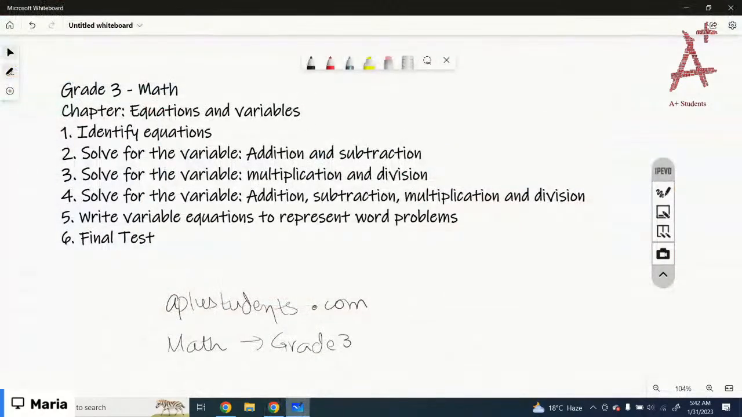So you can complete the tests by yourself later today. We are working on grade 3 maths. The chapter we did today is equations and variables. The lessons we have covered are identify equations, solve for the variable with addition and subtraction, solve for the variable with multiplication and division, solve for the variable with addition, subtraction, multiplication and division, and write variable equations to represent word problems. We just completed the final test of the chapter.